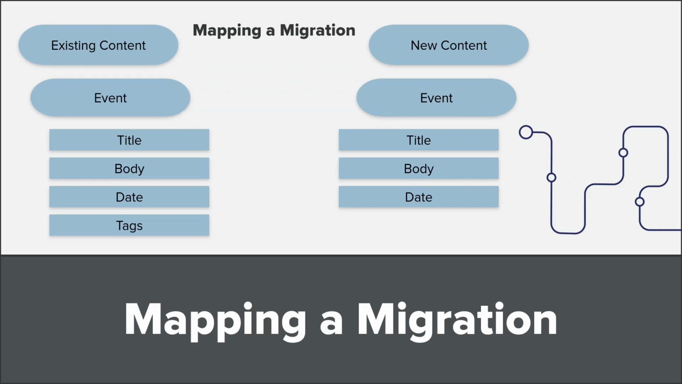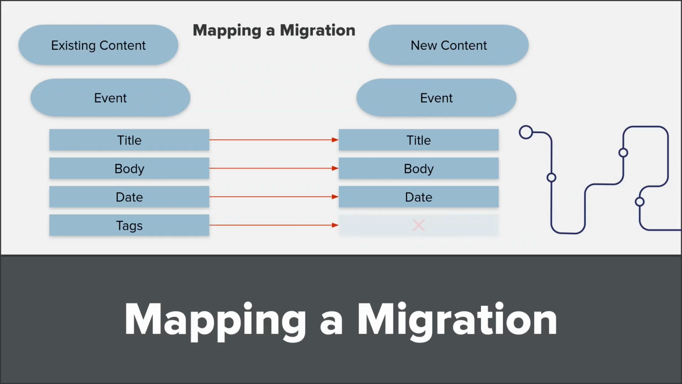So the next step is to start creating a mapping to start defining your migrations. And to do that, you know that the old event content type's title maps to the new title. It's pretty simple. The body field will map to the body field. The date field will get mapped to the date field. But what about that tags field? It doesn't exist in the new content model.